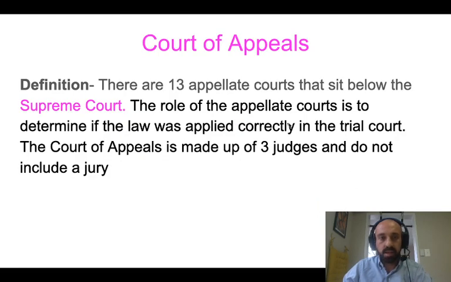The next level of courts is the Court of Appeals. There are 13 appellate courts or Court of Appeals that sit below the Supreme Court, and their role is to determine if the law was applied correctly in the trial court. The Court of Appeal is made up of 3 judges and does not have a jury.